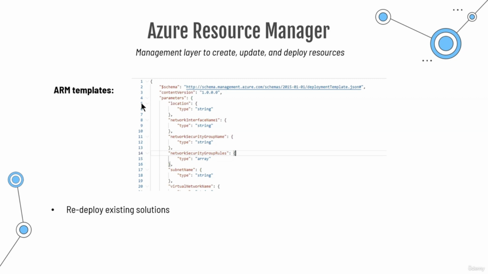We can generate those files from existing solutions and then quickly redeploy them. We can do this through, of course, the Azure CLI, for example, or PowerShell, but we can even use that in the Azure portal directly. And then we can use that to generate these resources over and over again. So for example, if we want to create 100 virtual machines, we better do this by using those ARM templates.